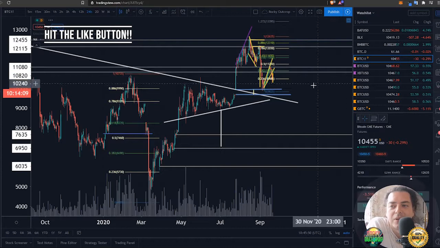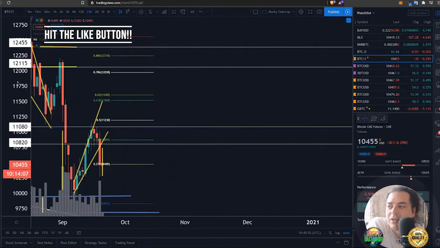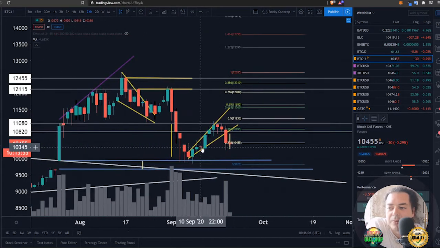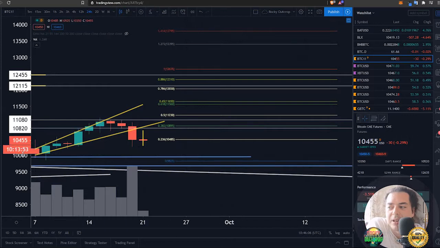Let's zoom on in now, but starting off here actually over on the CME charts. Checking in with this, we've just done the measured move off the back of this ascending, broadening wedge type structure and come down and broken below the 236 here, Fibonacci retracement. If I just zoom on in a bit, you'll get to see this a bit clearer.